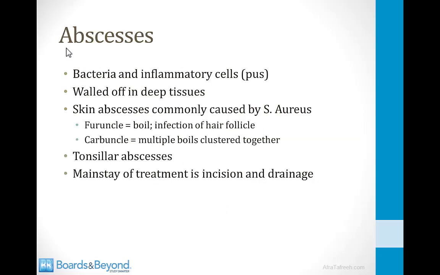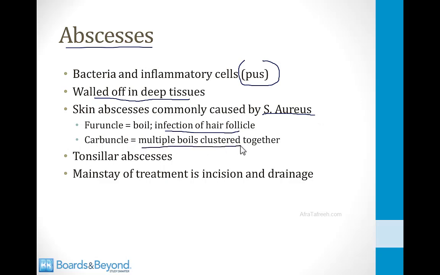Staph aureus can cause certain types of abscesses. Abscesses are infections that are walled off in deep tissues. They're filled with bacteria and inflammatory cells, which most people just call pus. Skin abscesses, you should know, are commonly caused by staph. This should make sense to you because we've talked about how staph is present in the nose and often gets on the skin to cause infection. Skin abscesses go by a couple of names you should know. A furuncle is a boil. It's an infection of a hair follicle. A carbuncle is multiple boils clustered together.